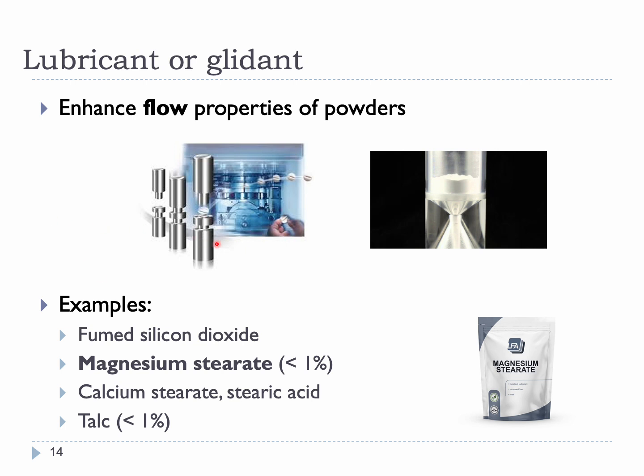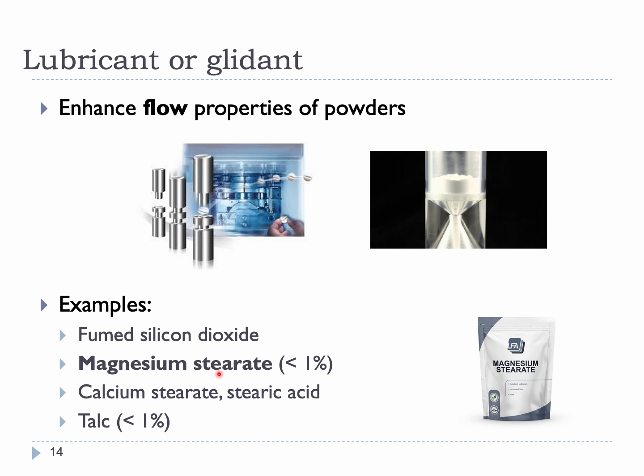You know that to make a tablet, the powder needs to flow to different sections of the machine and then be compressed. So the flow properties of the powder are very important to ensure the consistency of the process. Lubricants or glidants are excipients usually added to tablet powders to enhance their flow properties. Examples are fumed silicon dioxide, magnesium stearate, calcium stearate, stearic acid, or talc.